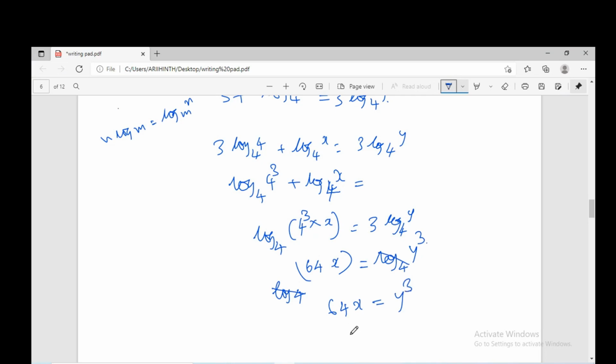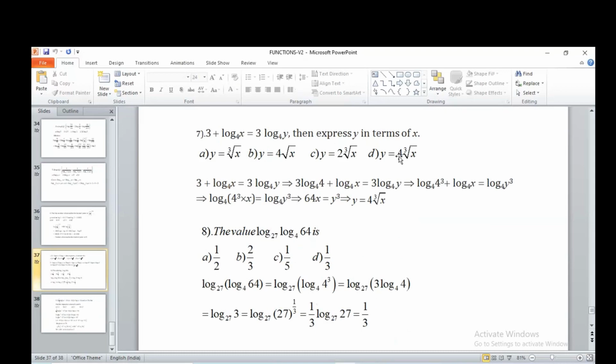So we are taking the cube root, which means 4 into the cubic root of x is equal to y. So the answer is 4 into cubic root of x. Option B is the correct answer.